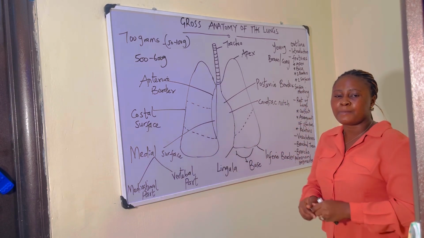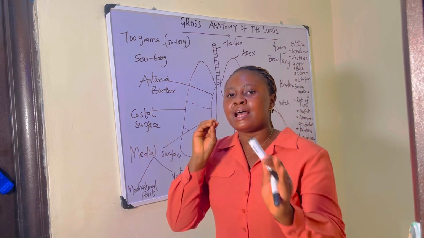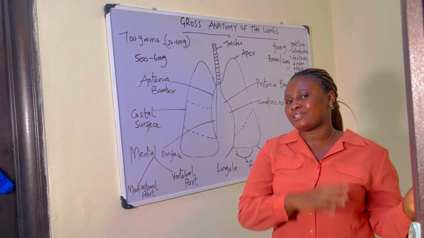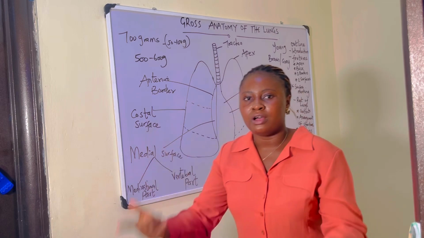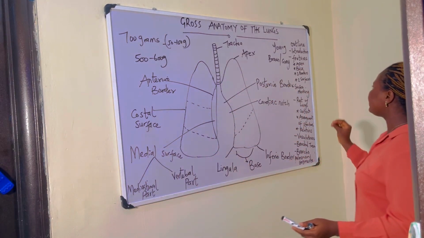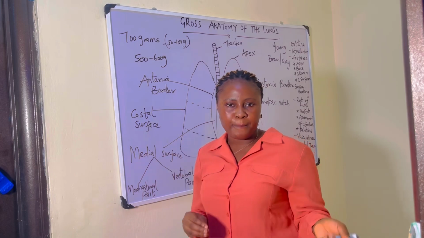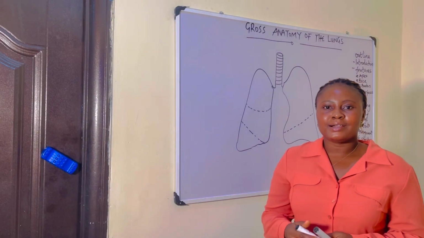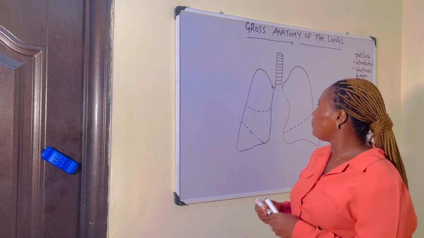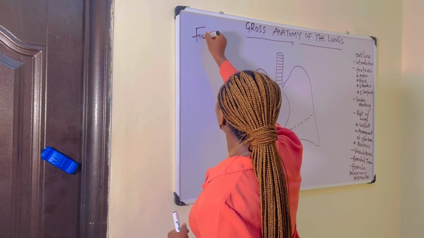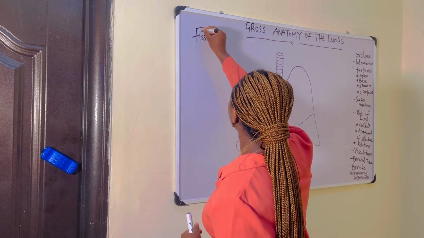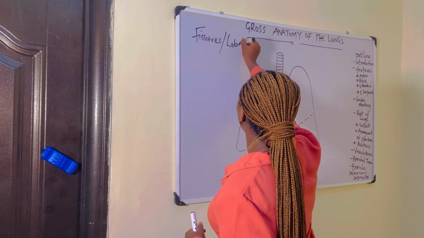So in the course of this class, I'll be putting up a diagram to explain the mediastinal part and the vertebral part of the medial surface of the lungs, okay? So that's all for this. Now let's go into the features of the lungs proper. So let's talk about the fissures and the lobes of the lungs.